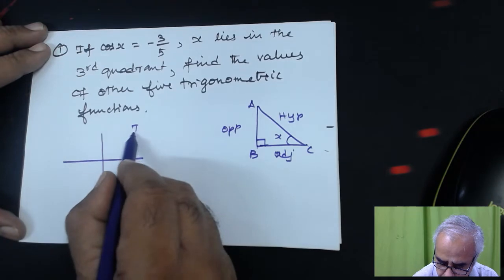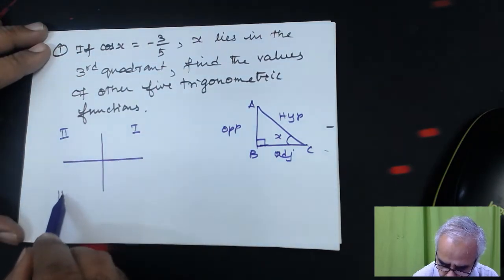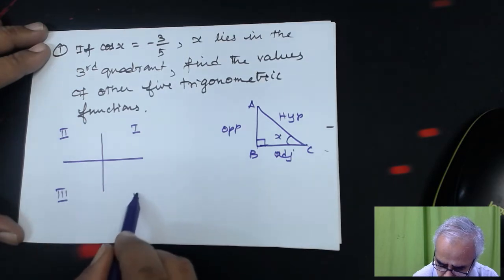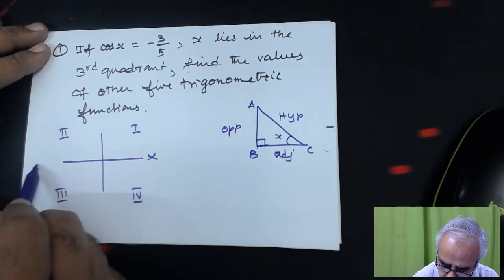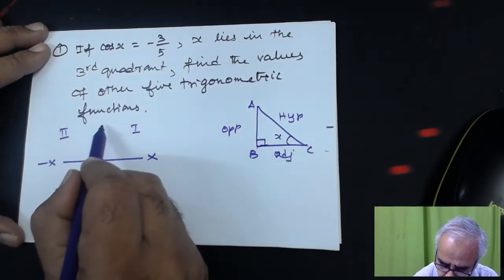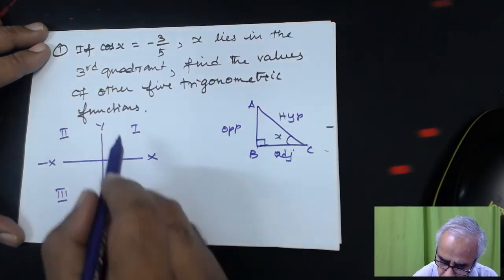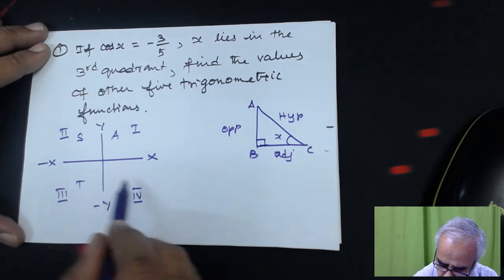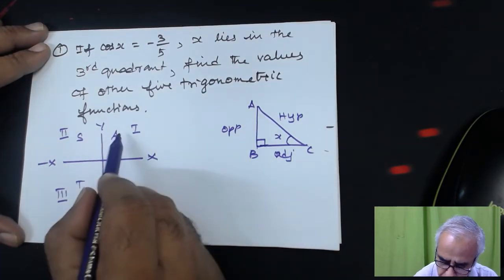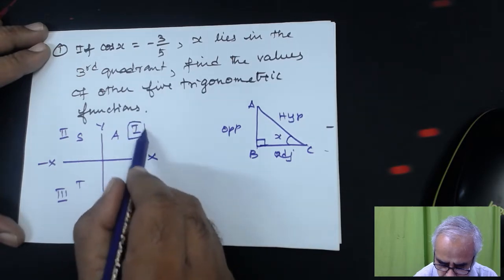Let us label this first quadrant. This is the second quadrant, third quadrant, fourth quadrant. And this is x, this is minus x, this is y, this is minus y. We know ASTC, all silver tea cups. It means all trigonometric functions are positive in the first quadrant.